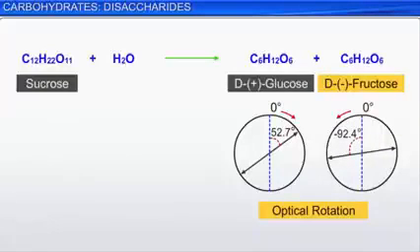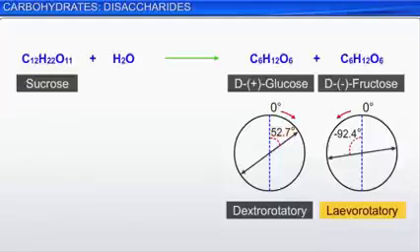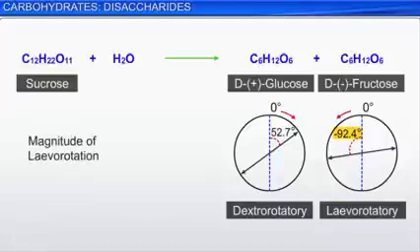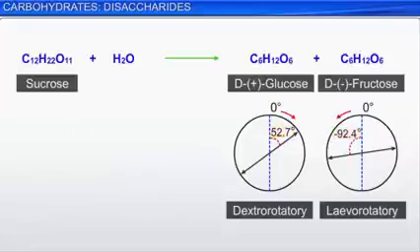That is, D-glucose is dextrorotatory with an optical rotation of 52.7 degrees, while D-fructose is levorotatory with an optical rotation of 92.4 degrees. As the magnitude of levorotation of fructose is greater than the magnitude of dextrorotation of glucose, the mixture obtained by the hydrolysis of sucrose is levorotatory. The sign of optical rotation changes from dextrorotatory to levorotatory during the process of hydrolysis. This is called the inversion of sugar.